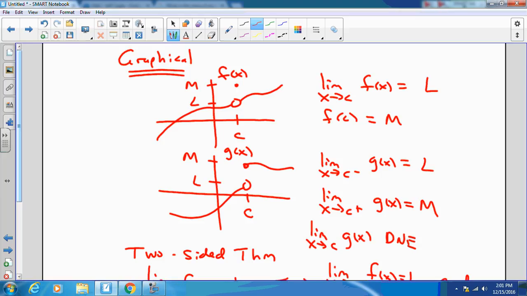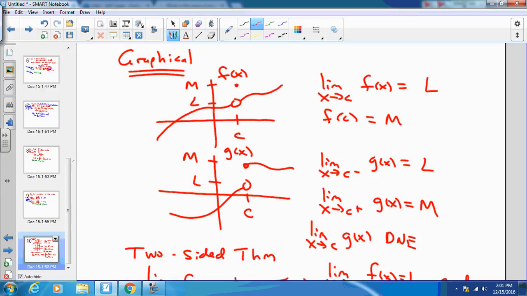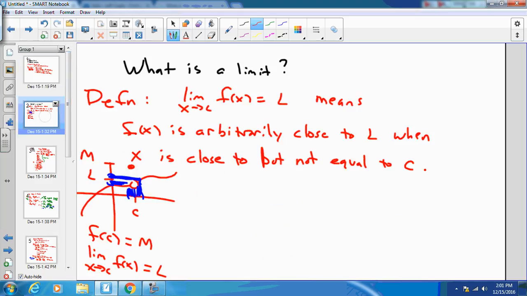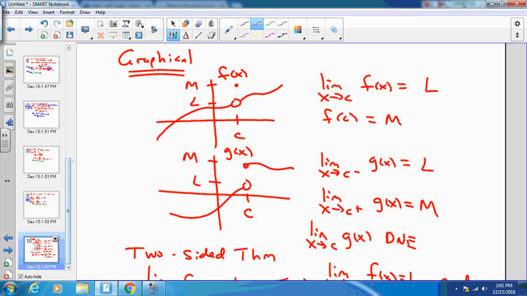Yes, it does, because from both directions my limit has the value of f. Now think about our definition of limit, all the way back at the very beginning: f of x is arbitrarily close to L when x is close to, but not equal to c. So when I have a function that is close to L when x is close to but not equal to c, then the limit is L. What happens at c does not make a difference.